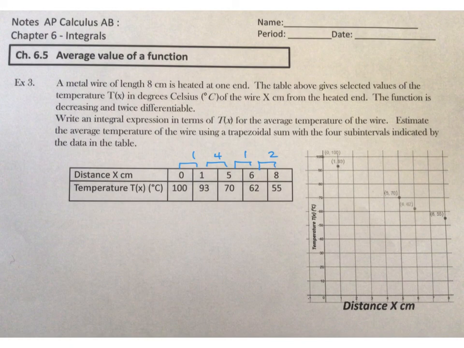In example number 3, we want to use the definition of the average value of a function to find the average temperature of a metal wire. By definition, the average temperature equals the area under the curve of the function, which is the integral from 0 to 8 of T of x dx, divided by the base, which is the distance from 0 to 8. So we take 8 minus 0, that's the base.